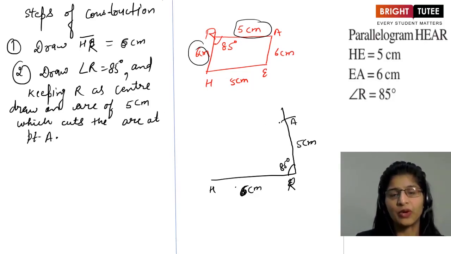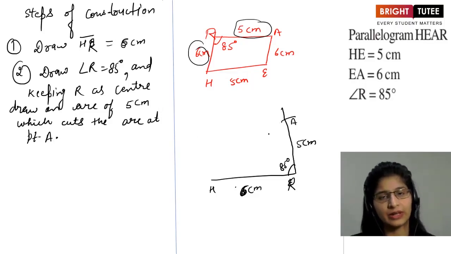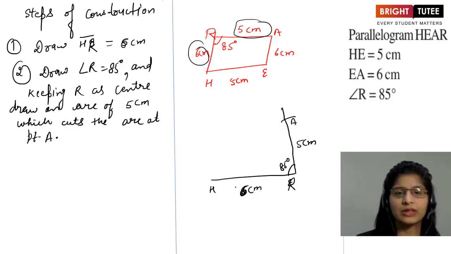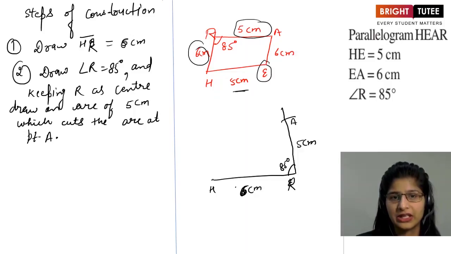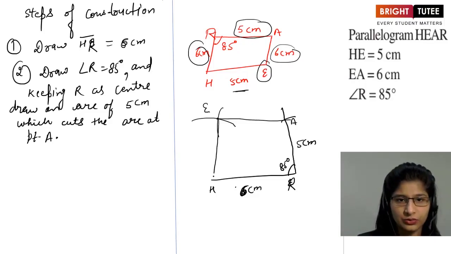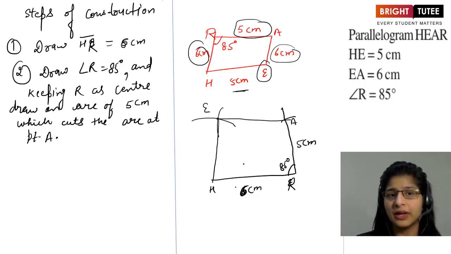Now at A, what we need to do, we don't have the angles, okay, so we know that we are left with one point, that is point E. We know point E is 5 centimeter away from point H, so from point H we can make an arc of 5 centimeter, and from point A it is 6 centimeter away, so from point A you can make an arc of 6 centimeter. They both will cut at the point E. Clear? And then you are going to join this, and you're going to join this also. Clear? So this will be the required quadrilateral.